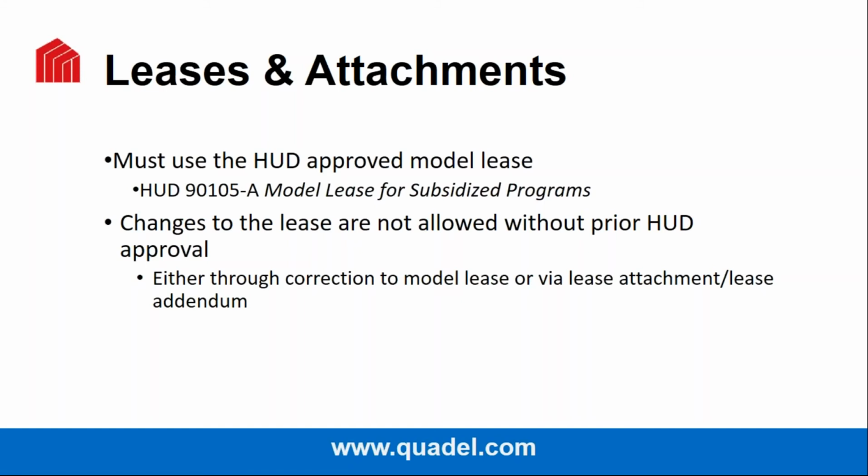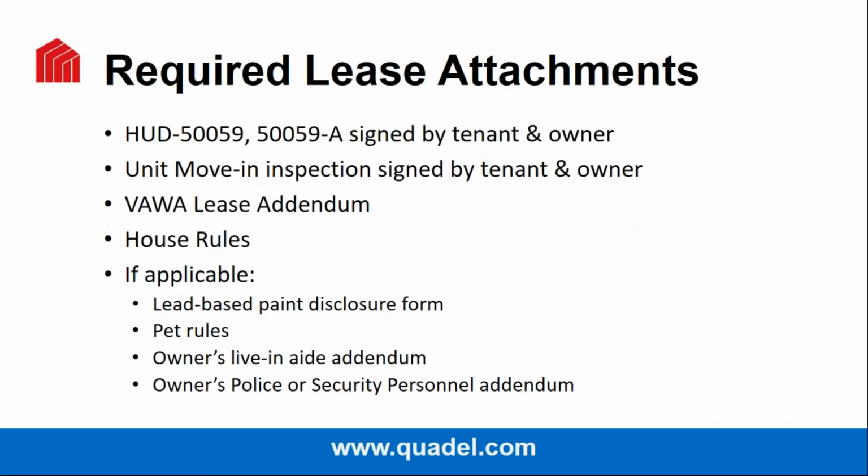Important note here, for in-place tenants at the time of RAD conversion, the model lease must have a lease effective date equal to the HAP contract effective date and must be signed by the PHA owner and the tenant on or before the HAP contract effective date. So keep that in mind. And also, changes to the model lease are not permitted without prior HUD approval. However, the use of HUD rules, lease attachments, and lease addendums are allowed and may include other stipulations not identified in the actual body of the lease.